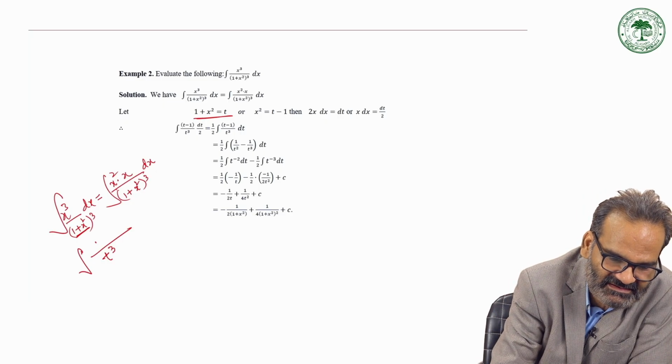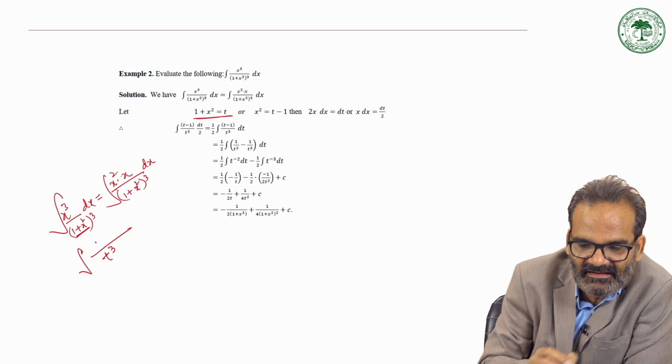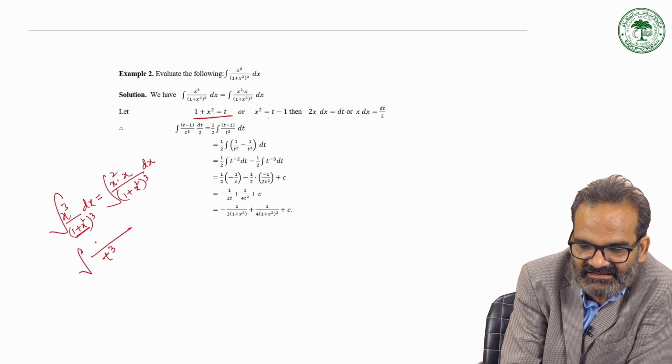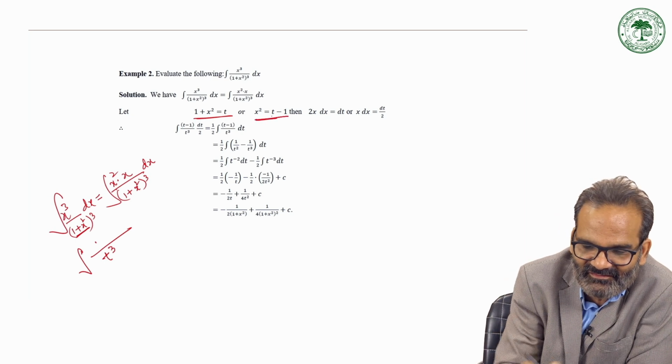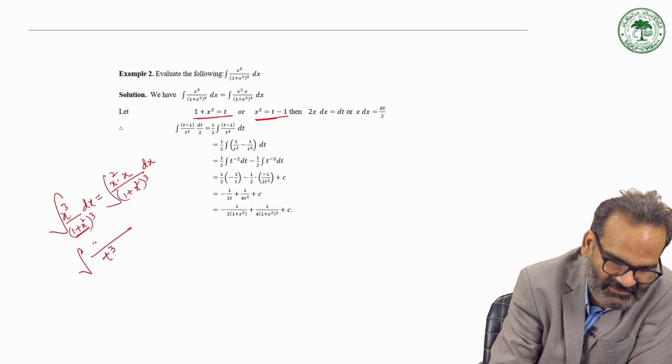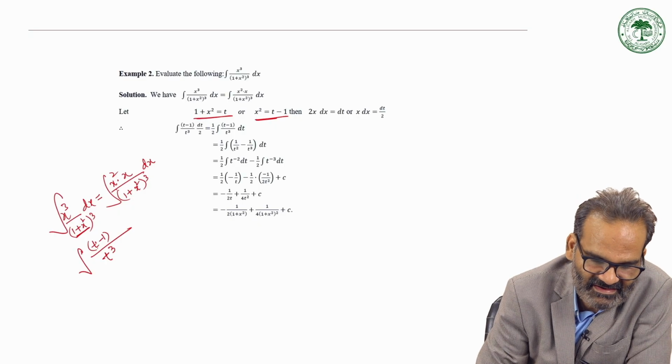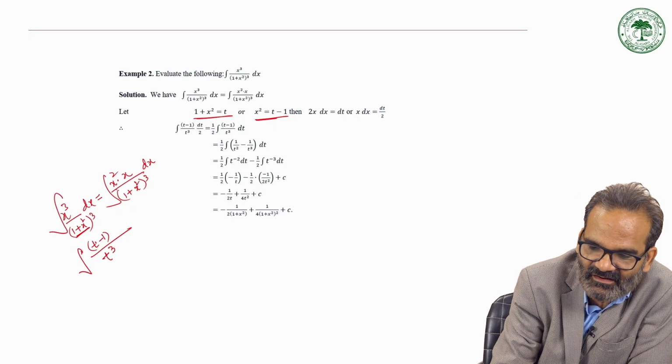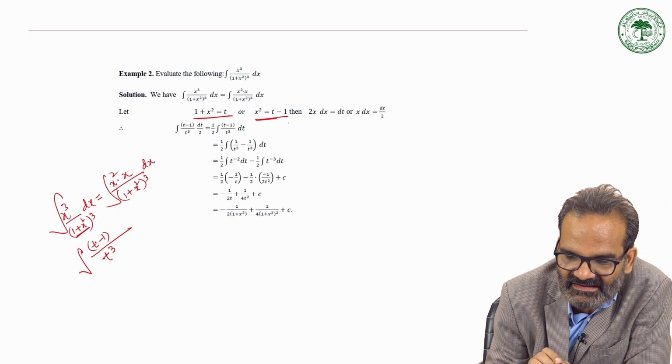What is left? x square into x. So if 1 plus x square is t, then the value of x square from here will be t minus 1, right? So x square is t minus 1. What is left? x dx. Now find out the value of x dx.